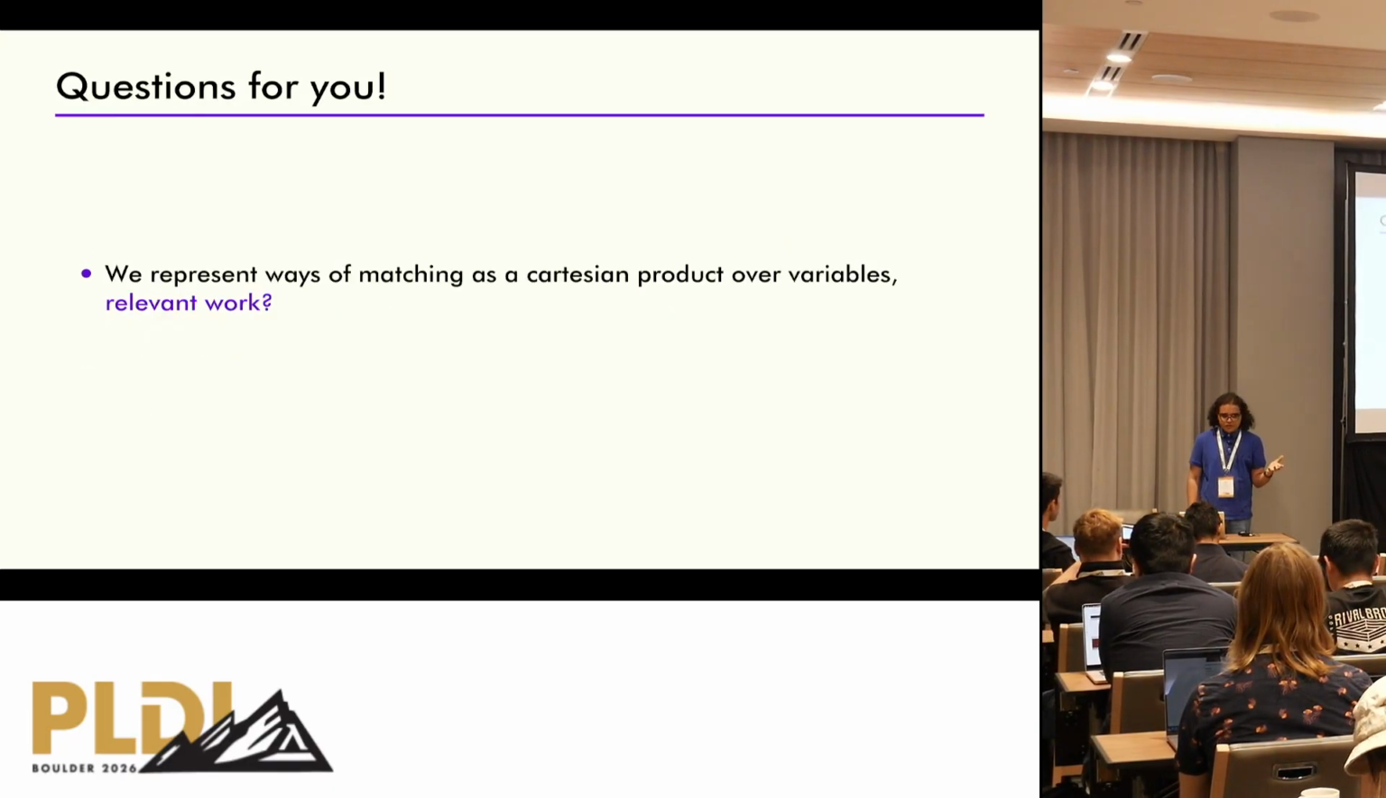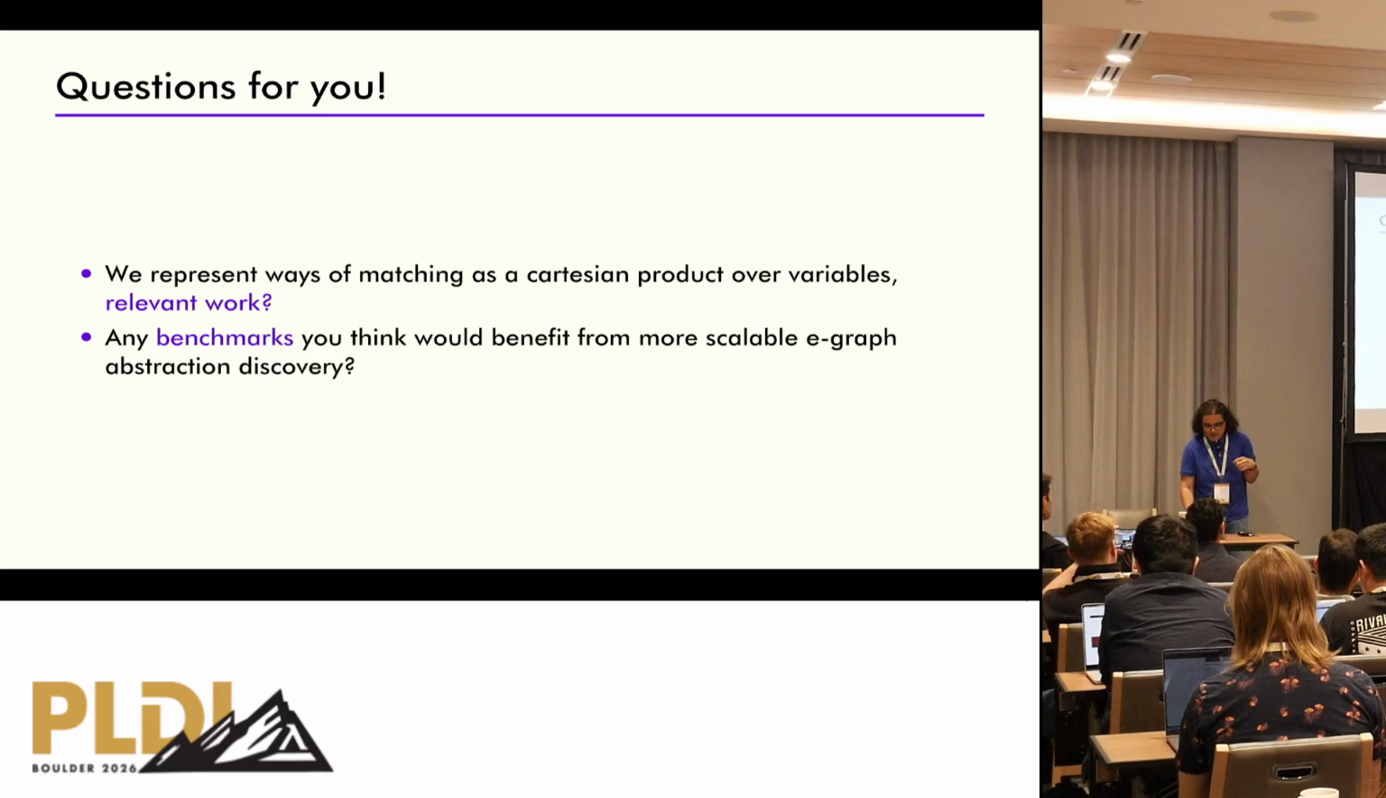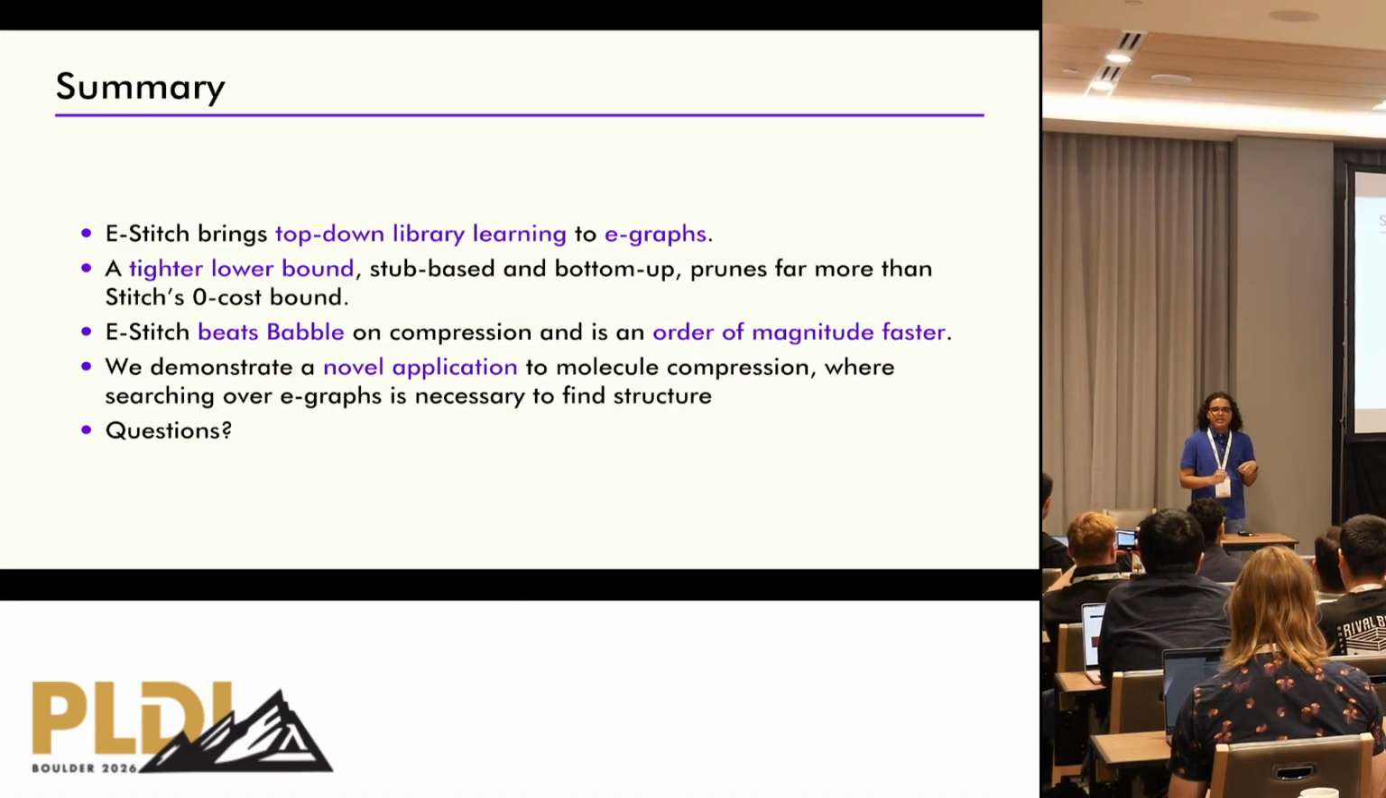We also have a few questions for you. One of them was, we represent ways of matching as a Cartesian product over variables. I don't know if anyone here is working on something relevant or knows of anything relevant there, but that seemed like something that improved things a lot in some cases. And the other thing is, do any of you think that there are any benchmarks that would benefit from more scalable eGraph abstraction discovery? And I'll just leave the summary on here while we take some questions.